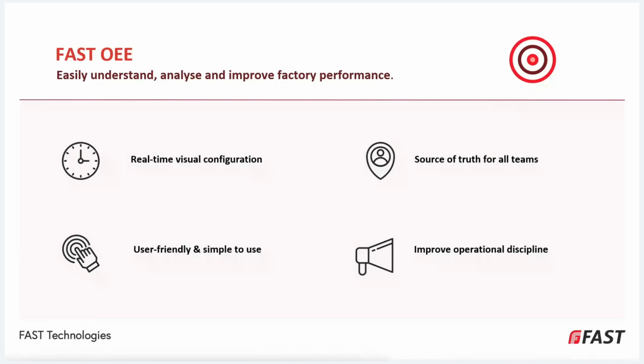So just touching on the key points out of this, it's real-time visual configuration. I think Sam demonstrated that perfectly. You've seen how easy it was for him to use it and how simple it is. He mentioned all of the conversations with the different members of staff in his organization. So it's that one source of truth. And ultimately, you're aiming to improve your operational discipline and meet your objectives and fast track to success as an organization.